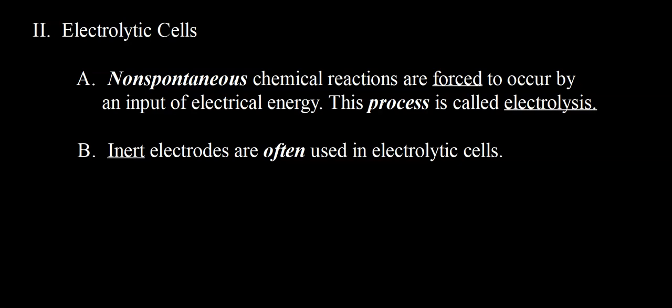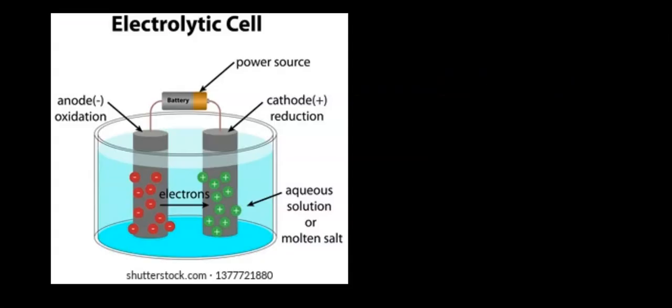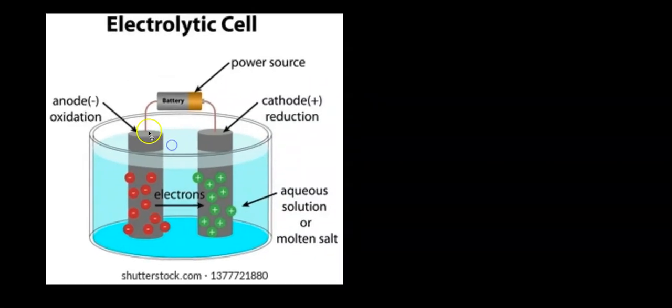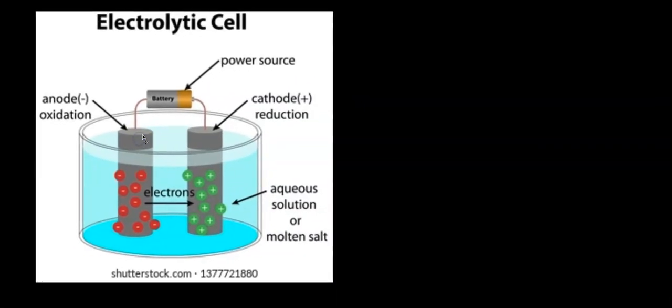And as I mentioned before, in electrolytic cells, we often use inert electrodes. So you have a diagram in your book at the top of page 793 and some other pages as well. And here's just a typical electrolytic cell. We have two inert electrodes here. They could be platinum or graphite. They're connected to a power supply.